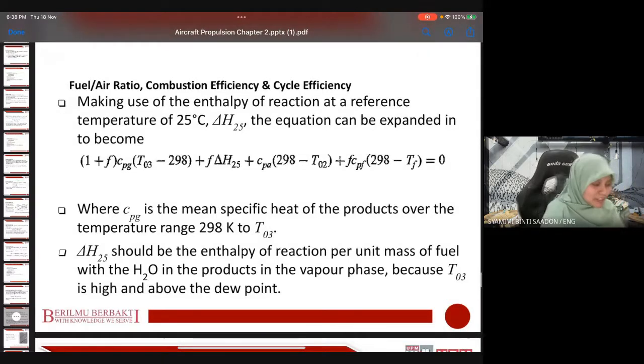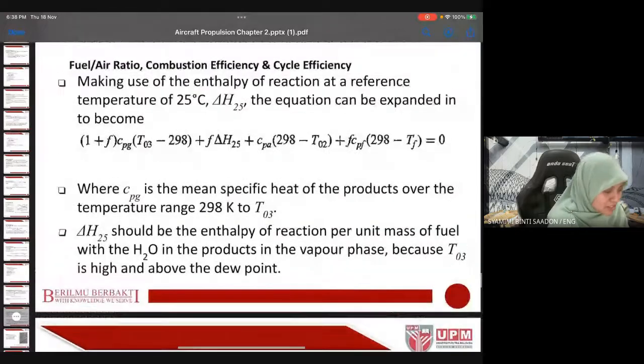Making use of the enthalpy of formation at a reference temperature of 25 degrees Celsius, the equation can be expanded. If you want to modify the equation, C_pg is the mean specific heat over the temperature range. This part is okay to skip, as it relates more to chemical reactions.